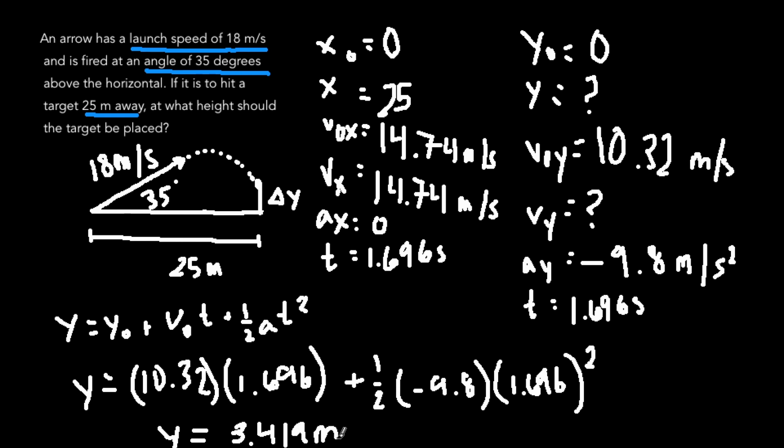3.419 meters. Before we box this off, let's look back at the question and consider sig figs. So we should have two sig figs. This is going to be 3.4 meters. And that is the height that the arrow will end. That is also the height the target should be so that the arrow hits it.